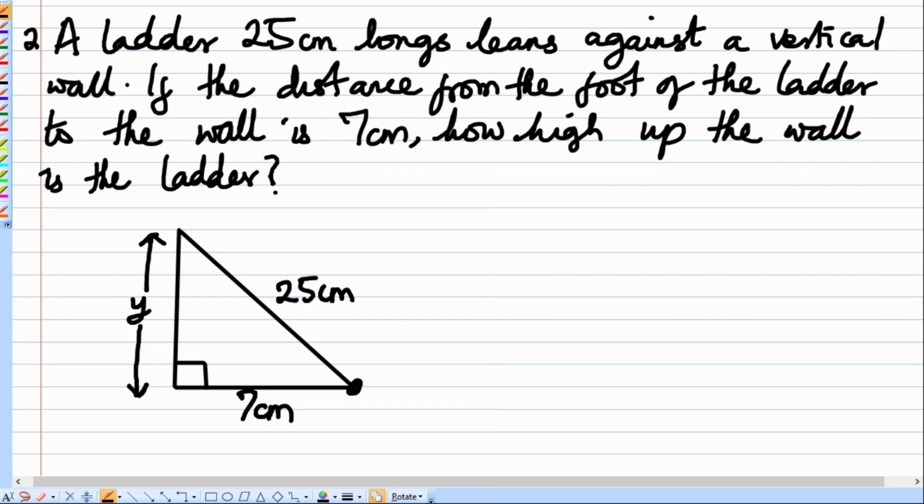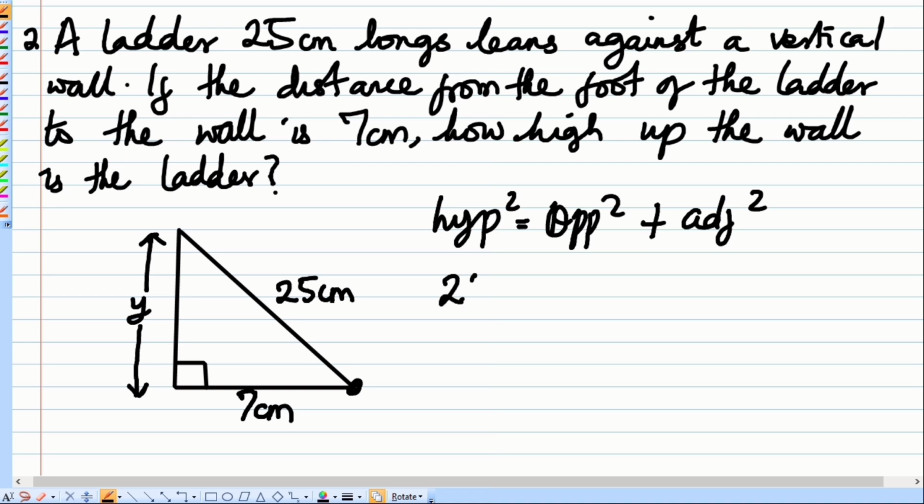Alright, so we can use Pythagoras theorem again. The hypotenuse squared is equal to the opposite squared plus the adjacent squared. The hypotenuse is the side that is facing the right angle. So we have 25 squared is equal to, now for this opposite squared and adjacent squared, it doesn't matter. I might say y squared plus 7 squared, or I say 7 squared plus y squared. It doesn't matter how you arrange it.